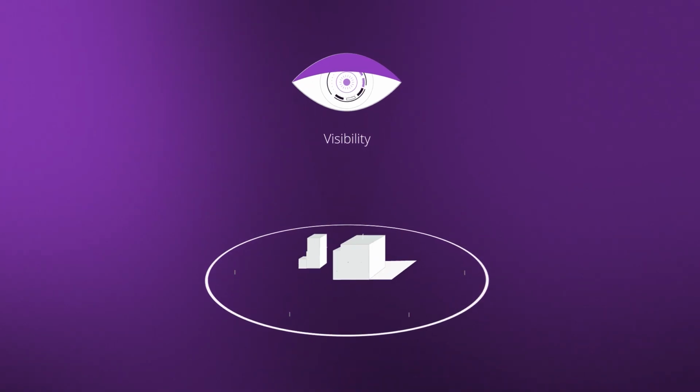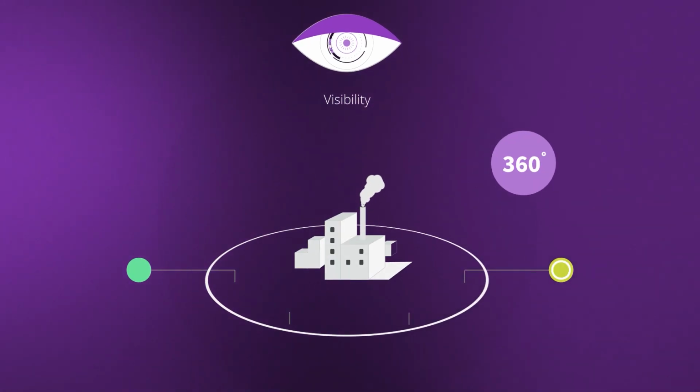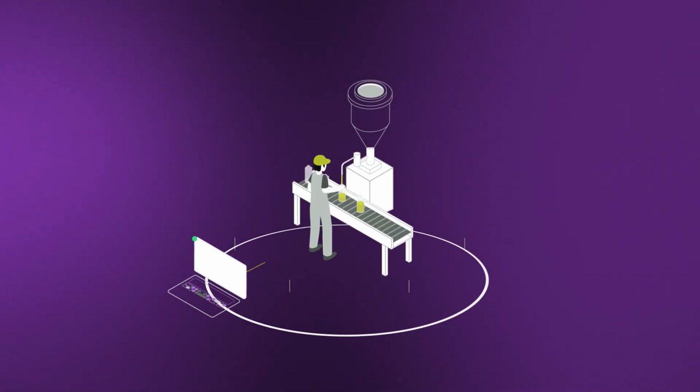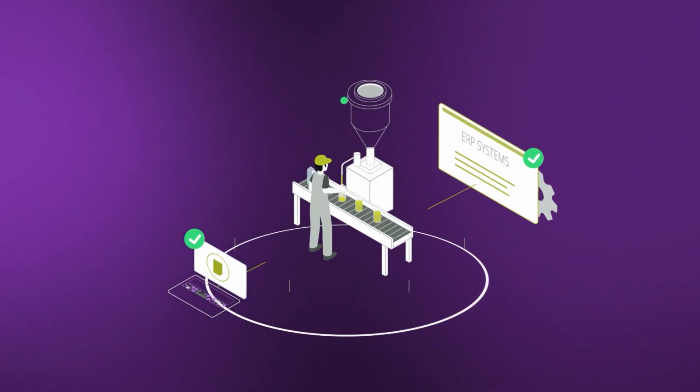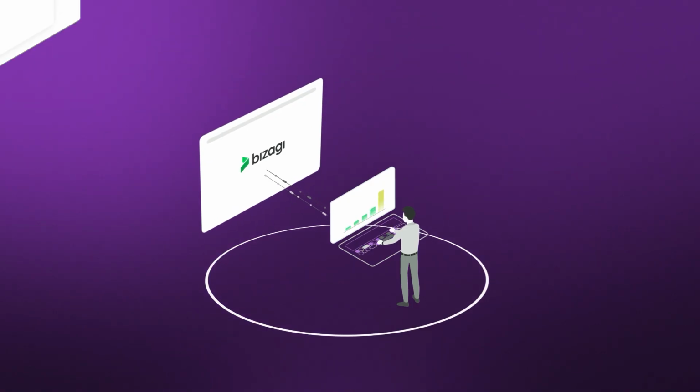The solution? Orchestrate processes across the supply chain to enable a 360-degree view of operations. With this approach, new apps, ERP systems, machinery, and employees can work together in harmony. Here's one example of a supply chain process you can transform using Bizagi's low-code automation platform.